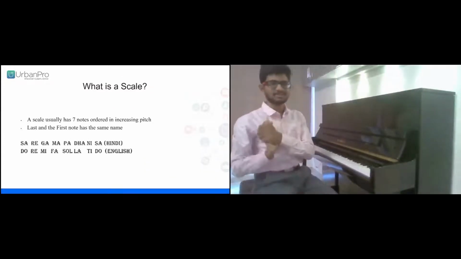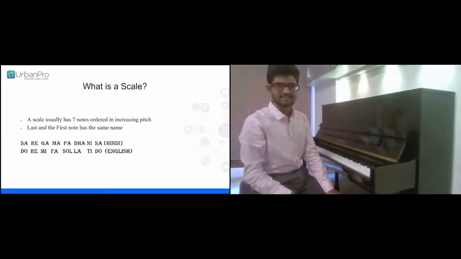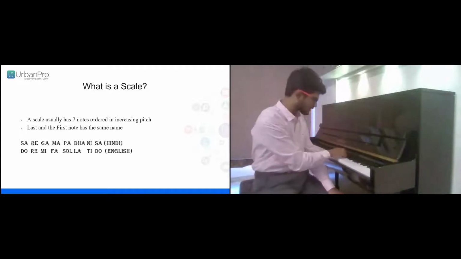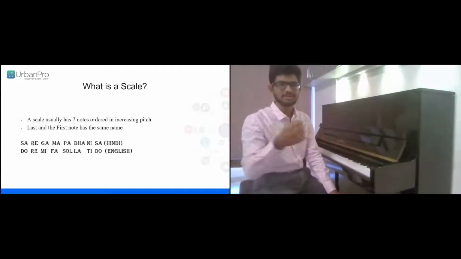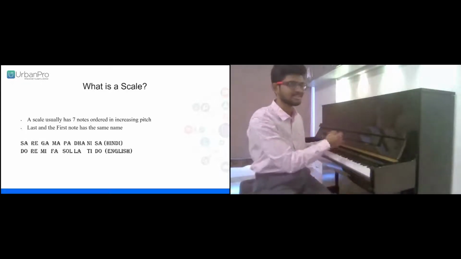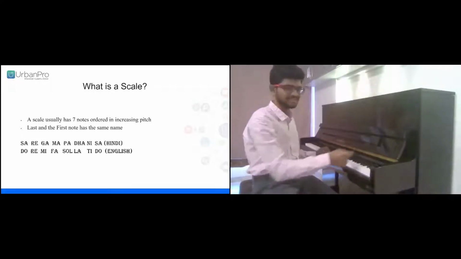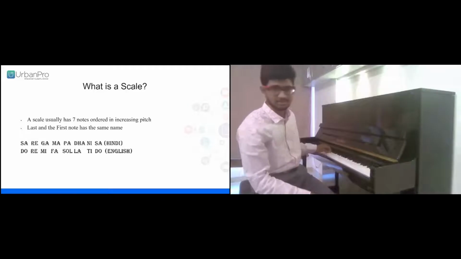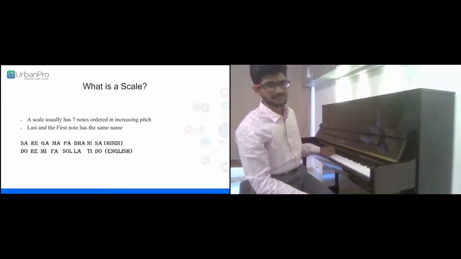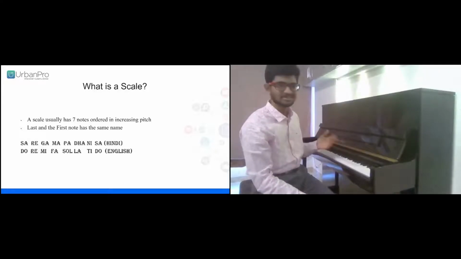So basically, what is a scale? A scale is usually a set of 7 notes which are ordered in increasing pitch. With the piano, it's very easy to identify a scale because if I play something from left to right, I'm basically playing a scale. For example, if I'm playing that, I'm basically playing a scale.